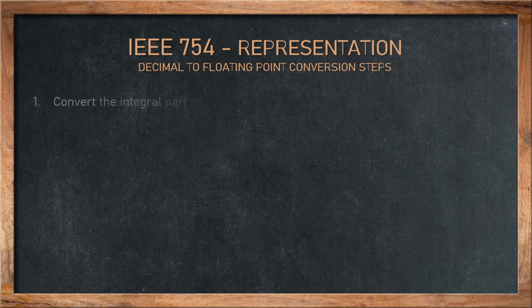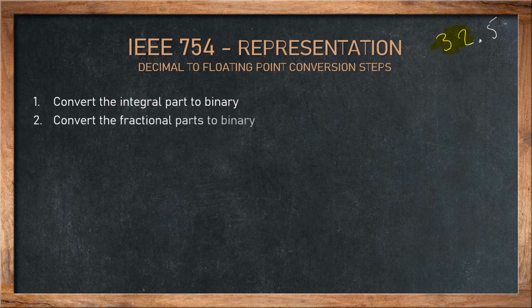Okay, now let's see the steps for how to convert decimal to a floating point number. First you need to convert the integral part to binary. Suppose your number is, let's say, 32.5. This is the number you want to convert into the FPS. The integral part means this 32. First convert it into binary. After that, convert the fractional part. This 0.5 is your fractional part.